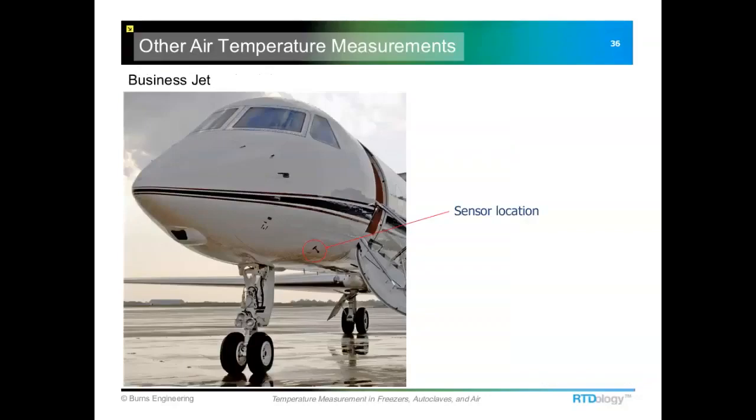On some of the smaller biz jets, the total temp sensor is located down about the 4 o'clock position on the fuselage. You also see it down here on several of the Boeing jets, some of the smaller ones.